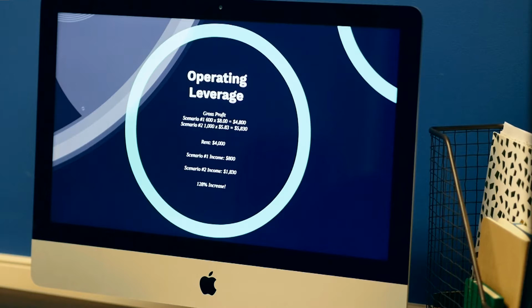And then when considering the fixed costs, these numbers become even more significant. In the first scenario, where you're paying $4,000 in rent with $5,830 in gross profit, your net income is $1,830. Whereas in the second scenario, income is only $800. That's a 128% increase in income just by lowering prices and selling more.